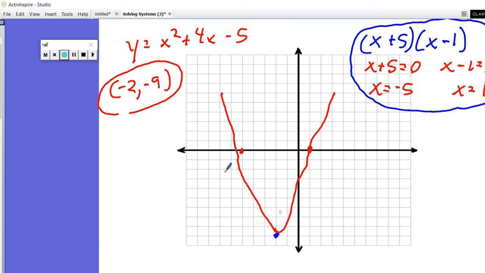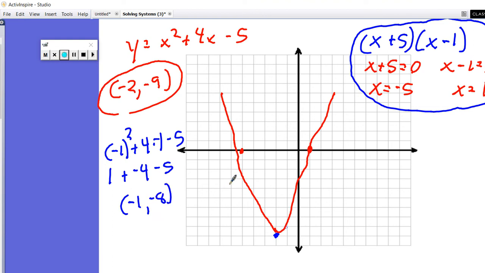So if we start with the vertex, we could sit here and make a table. Well, I know my vertex is negative 2, negative 9. How about I plug negative 1 into my equation and see what kind of output I get. So negative 1 squared plus 4 times negative 1 minus 5. That's going to be 1 plus negative 4 minus 5. So 1 plus negative 4 is negative 3, minus 5 is negative 8. So I get the coordinate negative 1, negative 8 that I can graph.